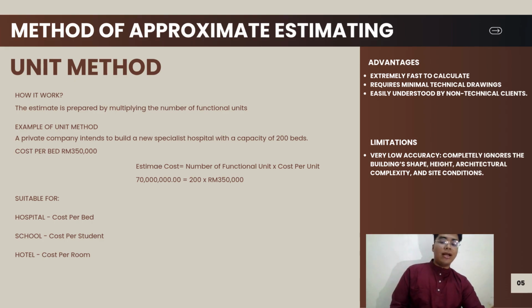How about the advantages? The first advantage is that it is extremely fast to calculate because it relies on a simple mathematical formula. Another advantage is that it is easy to understand by non-technical clients. It is easy to explain to stakeholders or clients who do not have a background in construction. The limitation is very low accuracy because it doesn't account for the building's physical shape, structural height, architectural complexity, or high-end aesthetic features.